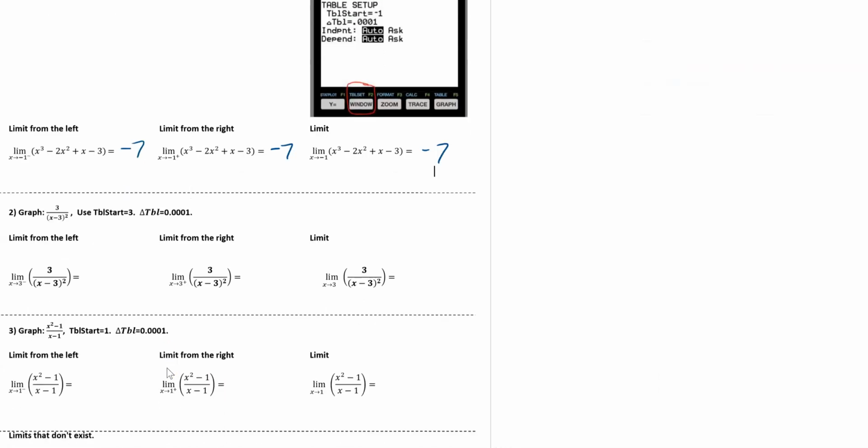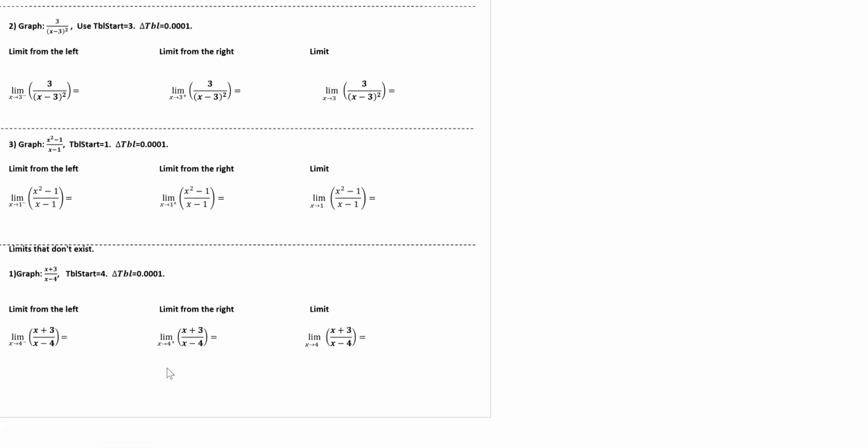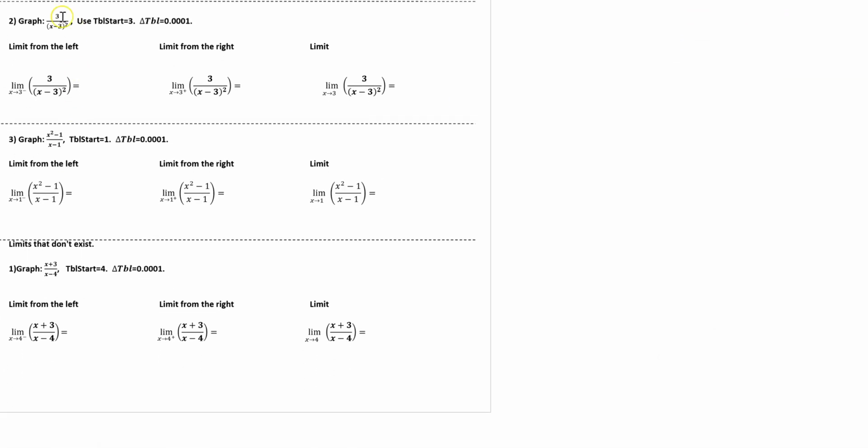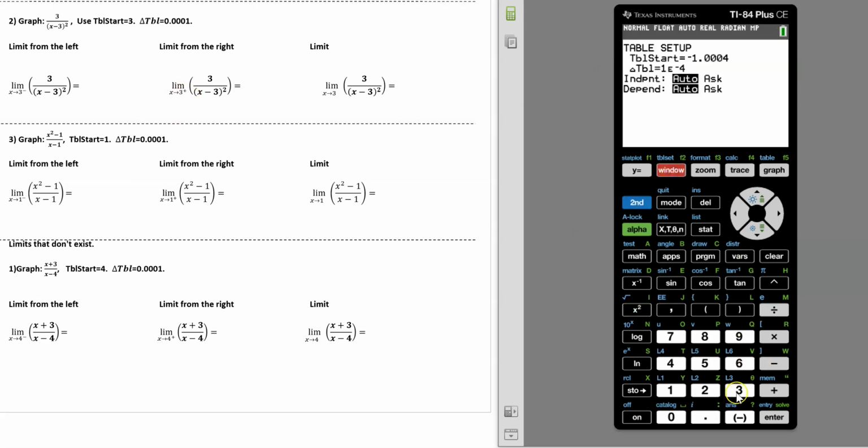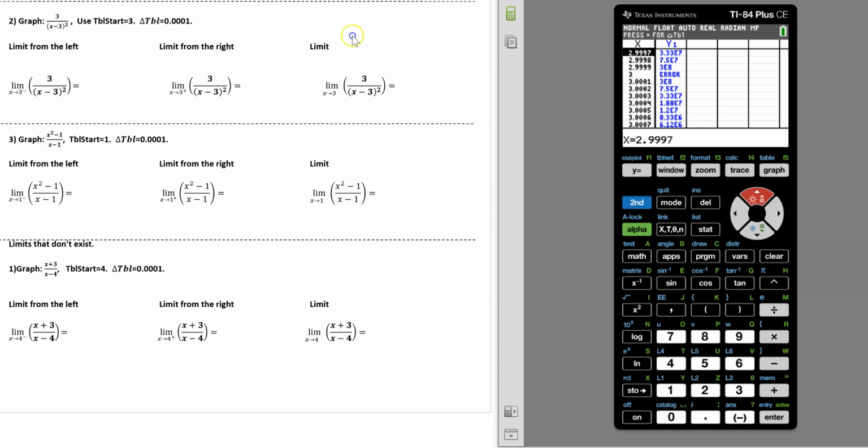All right, so now let's try this again. We're going to do it with 3 over x minus 3 squared. We're going to plug that in our calculator. So like this. Now our limit is going towards 3. So we're going to go to our table set, and we're going to change that to 3. And then again, second table. Scroll up a bit. And so you can see our value here is undefined at 3, because if you plugged in 3, you get 0, but we don't care. We're looking for the limit.